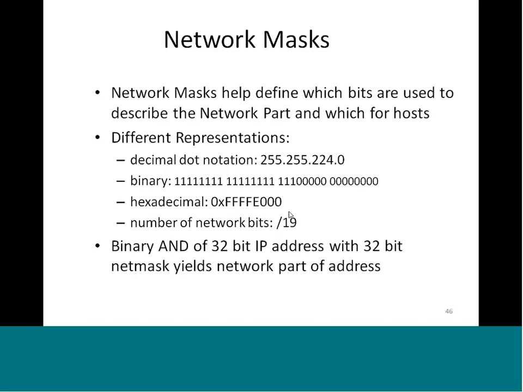Here a simple binary AND will provide the first 19 bits, which is essentially the network, and the remaining bits will be the host. So you can use just a simple AND function to separate out the network address, or network identification, and the host identification.